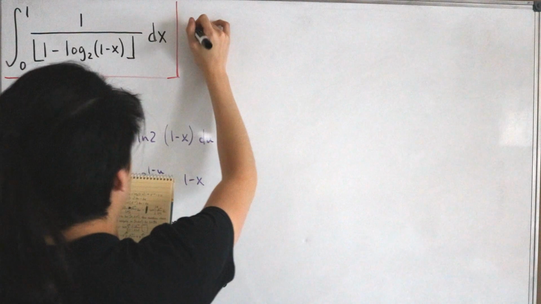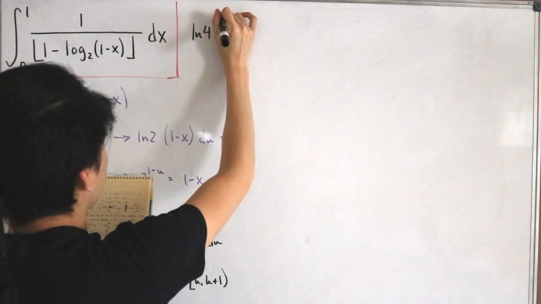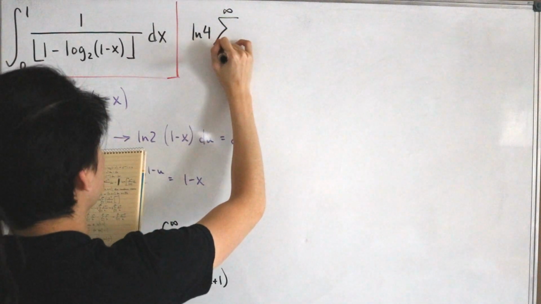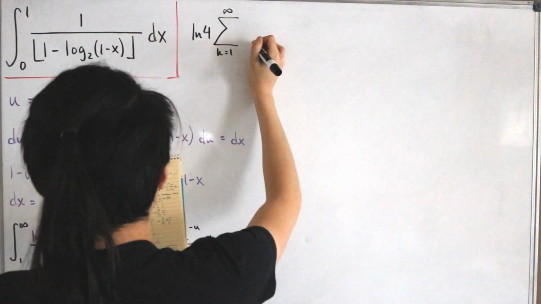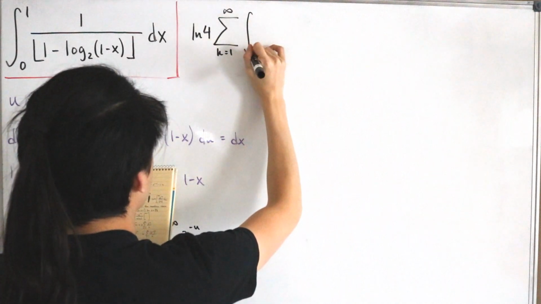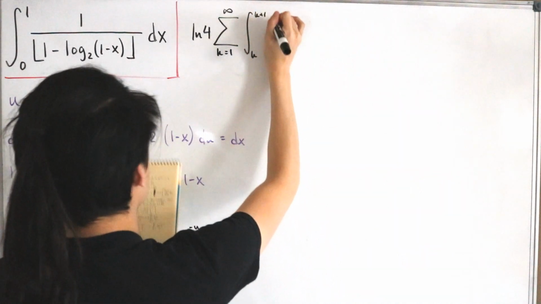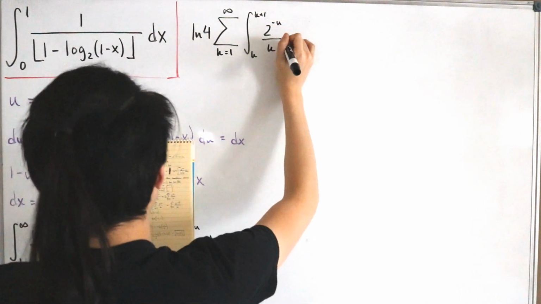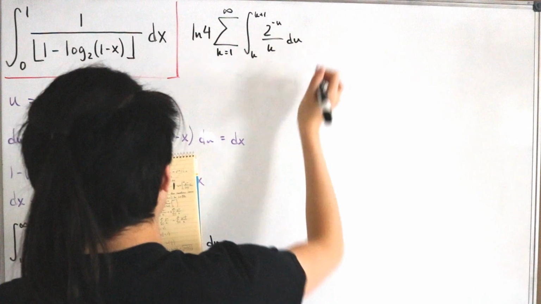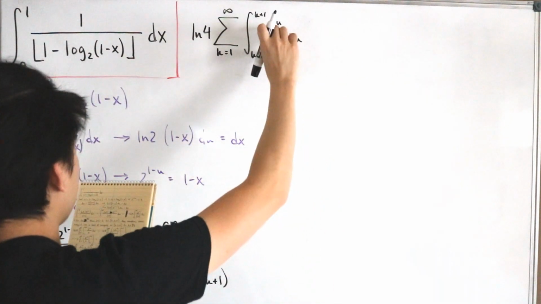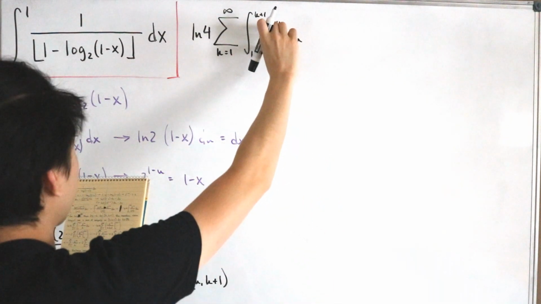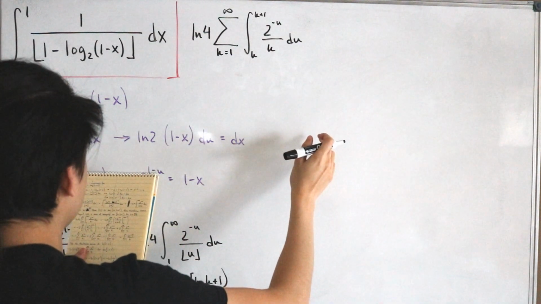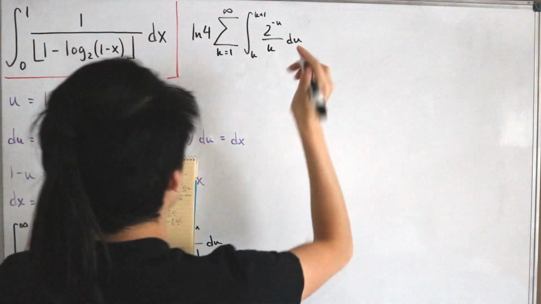So now what we have is ln of 4, then we have the infinite sum. We can start with our index at k equals 1. And so for each step, this is going to go from k all the way up to k plus 1 of 2 to the power negative u, divided by k, multiplied by the differential du. And with this, now we can easily take the integral of this integrand over here. So some constant to a power exponent.